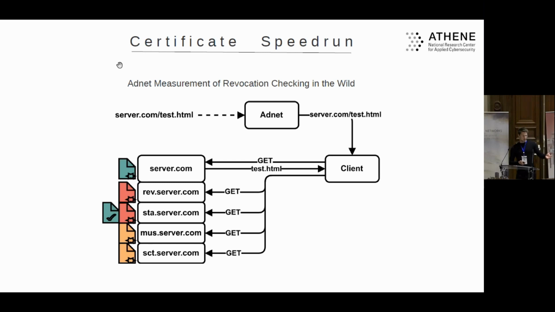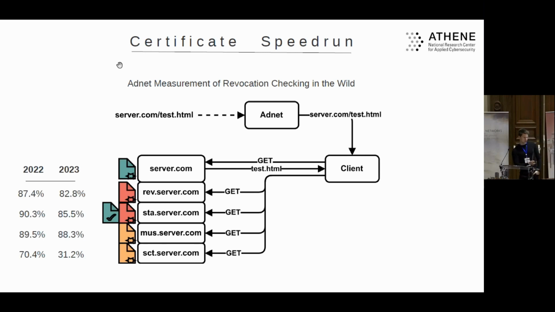So the first subdomain basically just uses a revoked certificate. The second one uses a revoked certificate with a valid stapled OCSP response. And then we also decided to measure the must staple extension. So certificates can be marked as must staple, which means they have to be accompanied by a stapled OCSP response. We want to check how many clients actually check this. And then the last one is a certificate without any SCTs, which means essentially that the certificate is not logged and is not publicly visible.